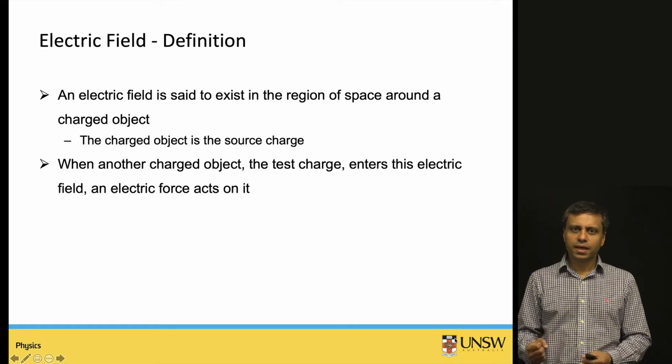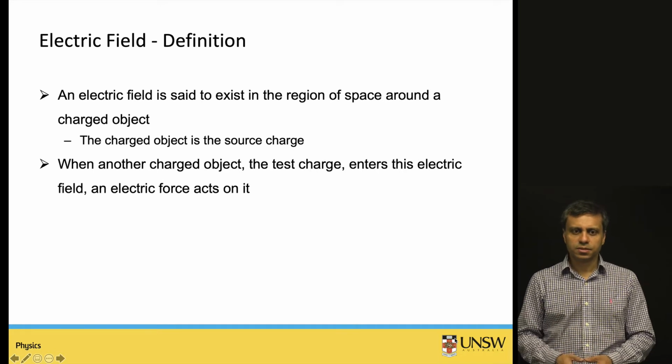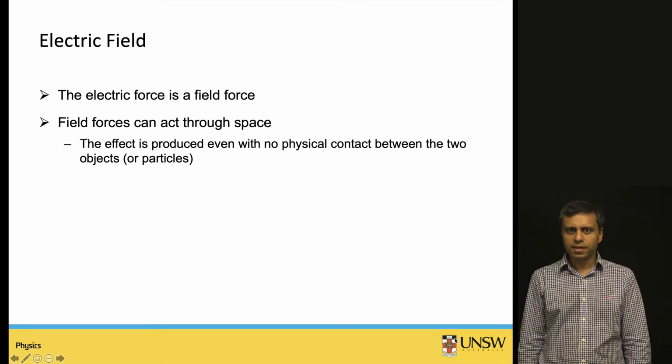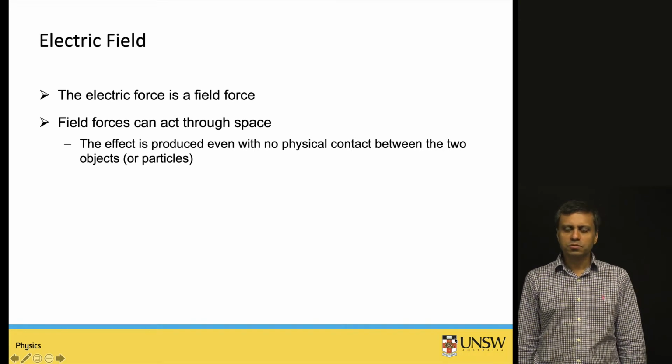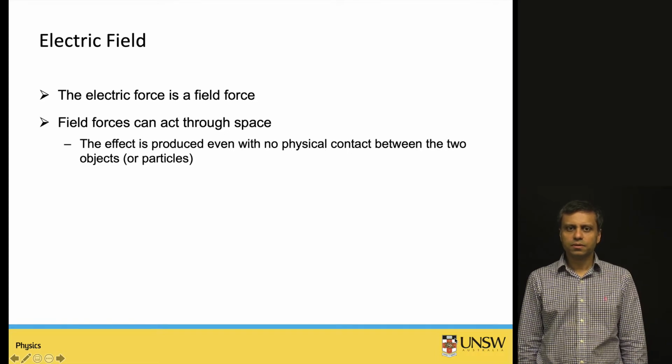And then if you bring another positive test charge close to it, then there is a repulsive force between the two. That happens because you have brought the test charge in the electric field of the source charge. Electric force is a field force. That means it can act through space, much like the gravitational force. Two objects do not need to be in physical contact for this force to act on each other.